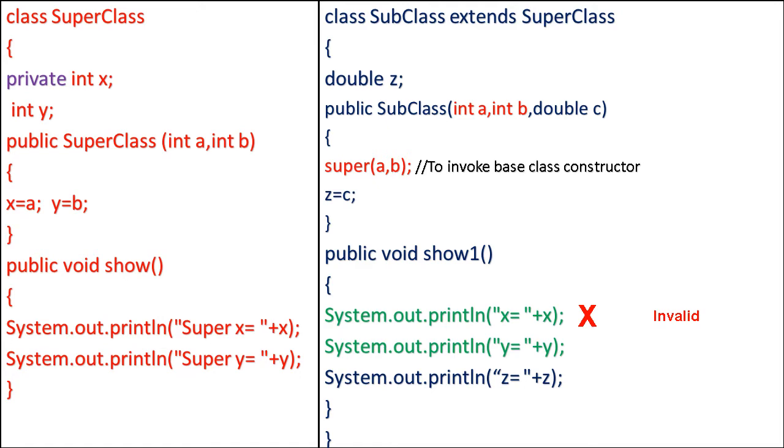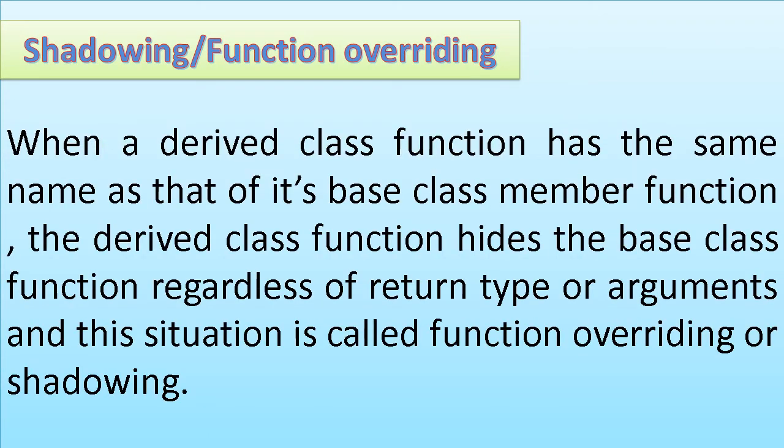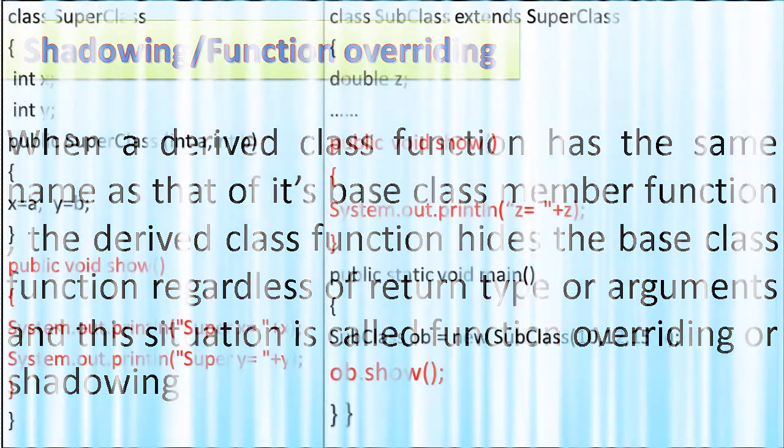Okay, so a private member will occupy memory space, but it is not accessible. Now, shadowing or function overriding. When a derived class function has the same name as that of its base class member function, the derived class function hides the base class function regardless of return type or arguments, and this situation is called function overriding or shadowing. This is another example of polymorphism. One example we have seen is function overloading, and this is the second example of polymorphism, that is called function overriding or shadowing. To understand it, we will take one example. Here is the example.